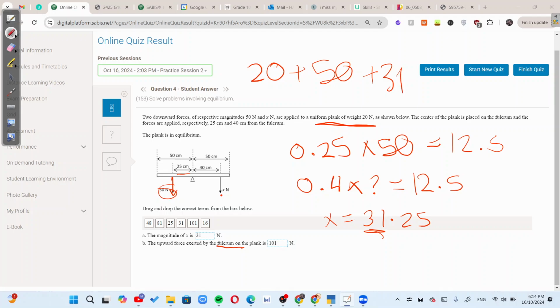You're going to get 101 when you add them. And that's it for this question.